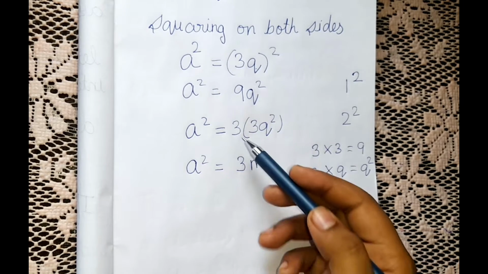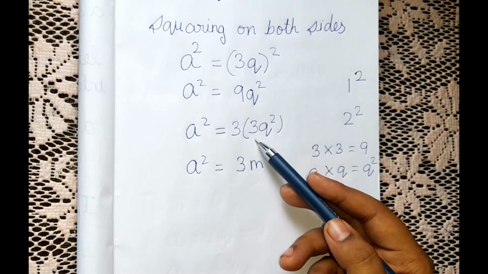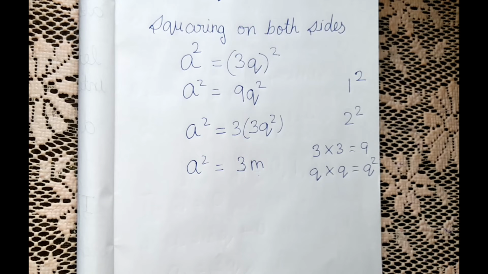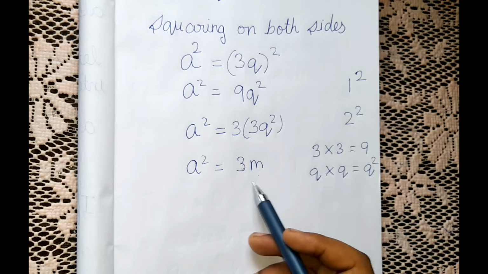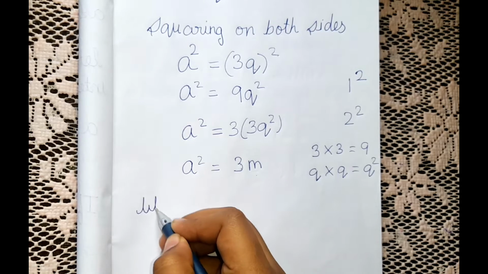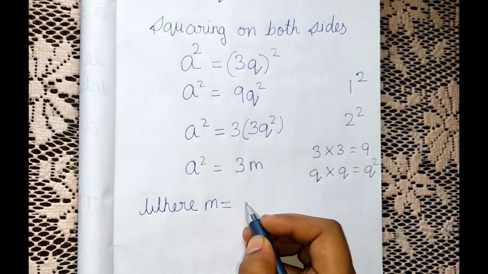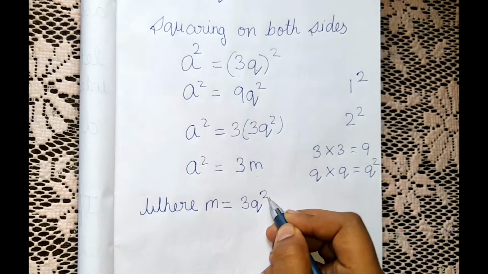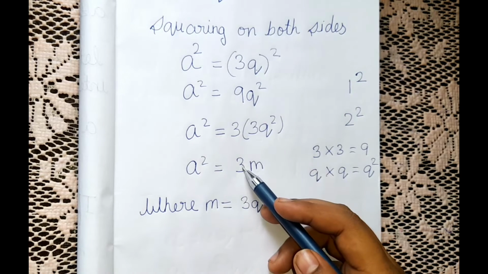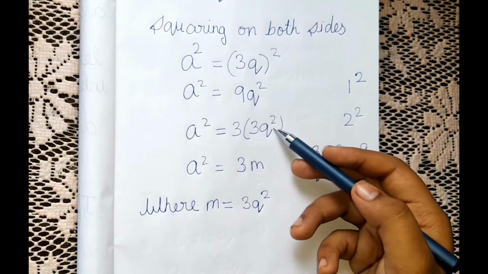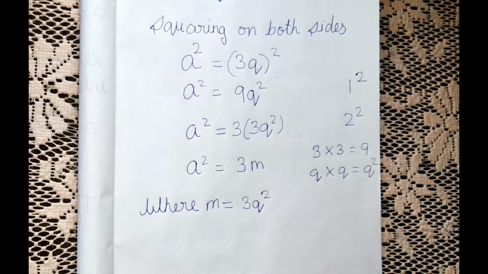So here you can see I wrote the 3 as it is. Instead of writing 3q square, I wrote m because we have to prove it. Am I right? That's why I wrote m. So here we mention where m is equal to 3q square. We took 3 as it is, and 3q square we took as the variable m. We have to say that we took m is equal to 3q square. They should know, right? That's why I wrote where m is equal to 3q square.